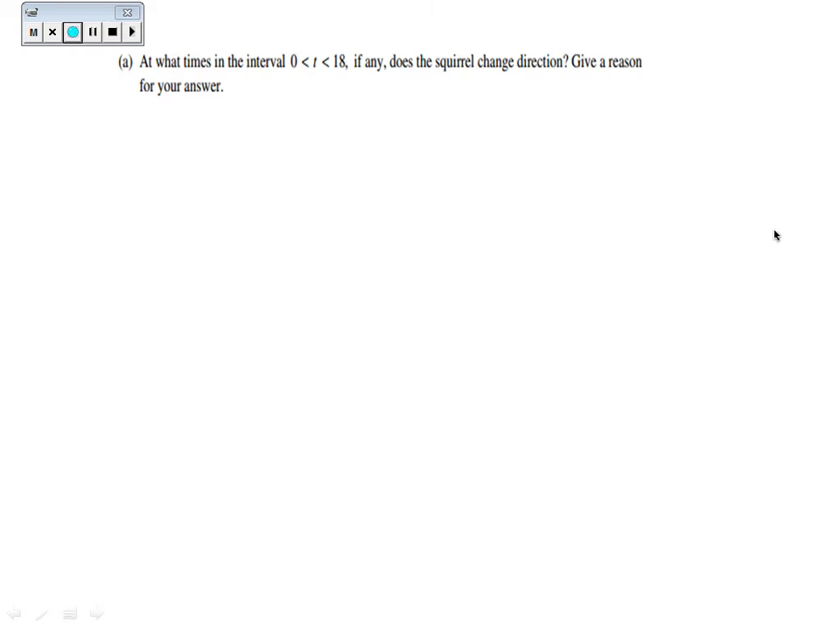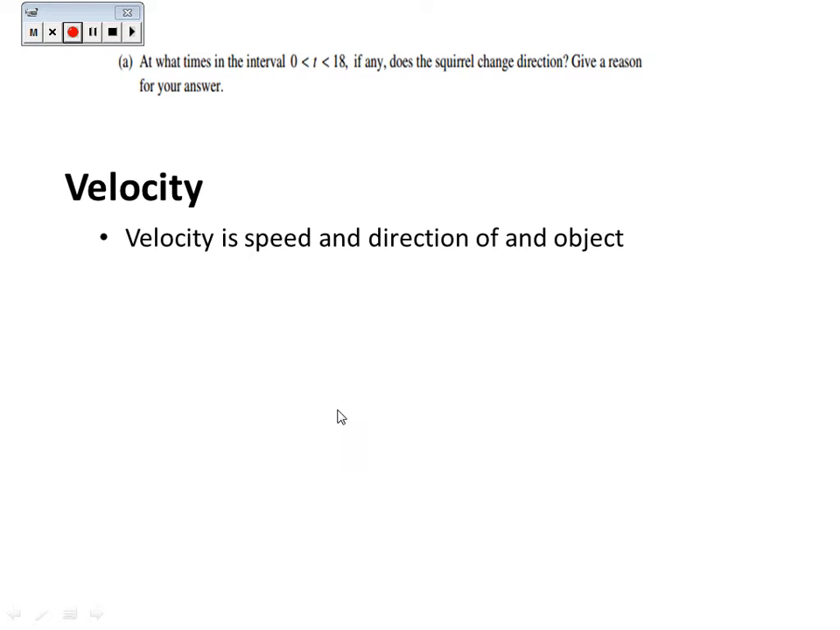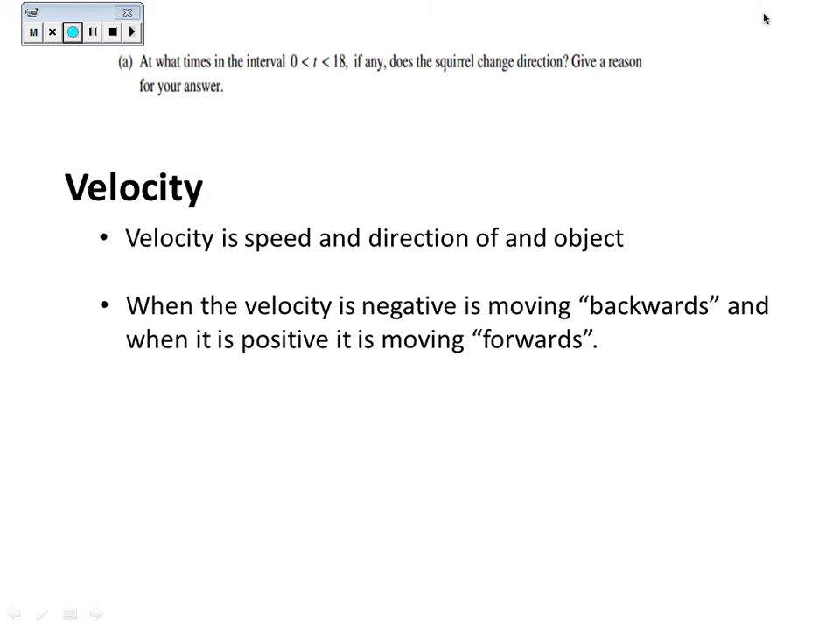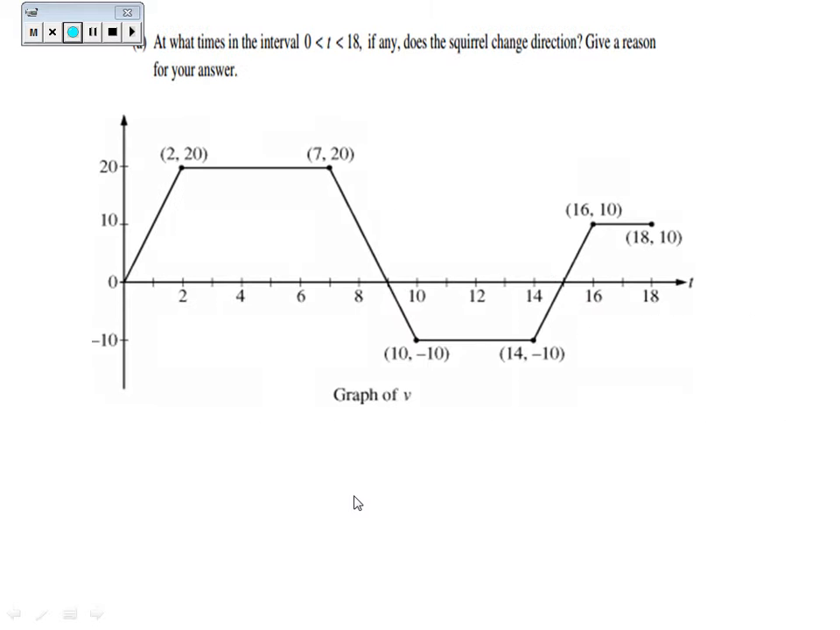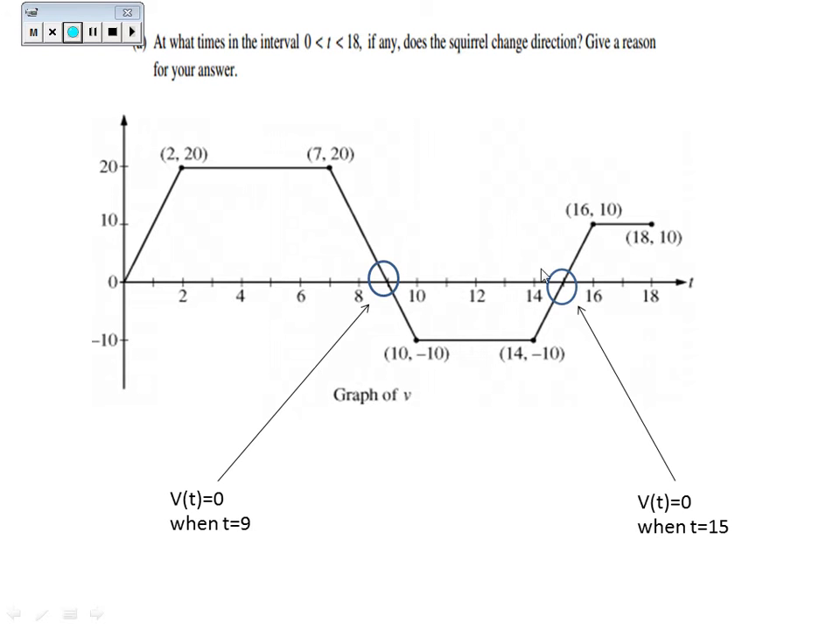Part A. At what time in the interval from 0 to 18, if any, does the squirrel change direction? And give a reason. Well, let's get this straight. Velocity is the speed and direction of an object. So when a velocity is negative, it is moving backwards. When it's positive, the object is moving forwards. So this means that the velocity changes directions when the value changes signs, meaning positive or negative. And when does it change signs? When the velocity is equal to 0. And the velocity equals 0 at t equals 9 and t equals 15.